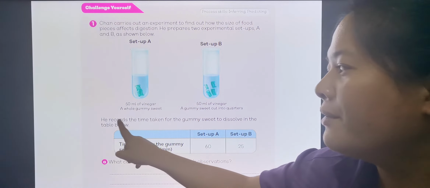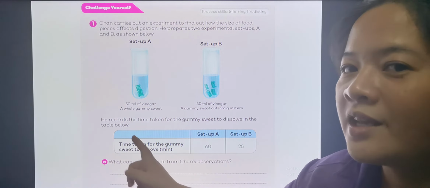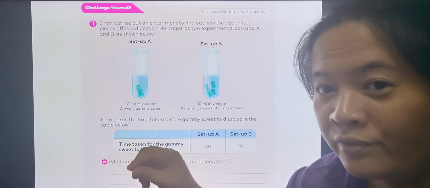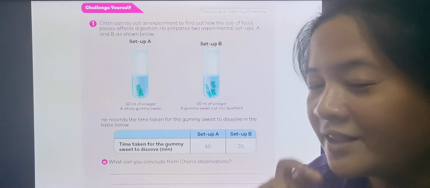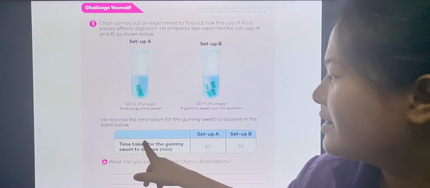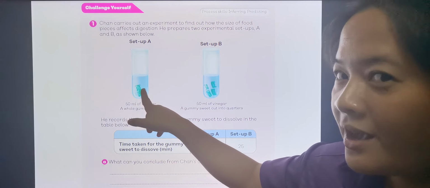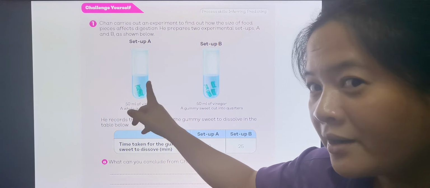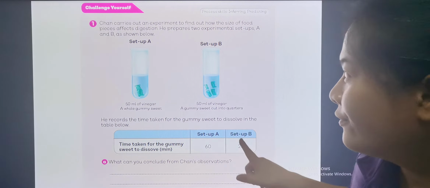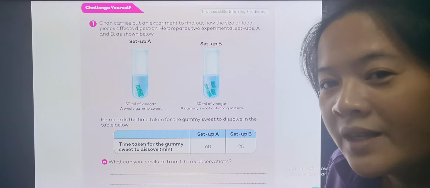Okay, so he records the time taken for the gummy sweet to dissolve in the table below. So the gummy sweet will dissolve. In Primary 5 we already studied about dissolve. It takes 60 minutes for setup A, for the whole gummy bear to dissolve, and it only takes 25 minutes for setup B, for all of the 4 pieces to dissolve.